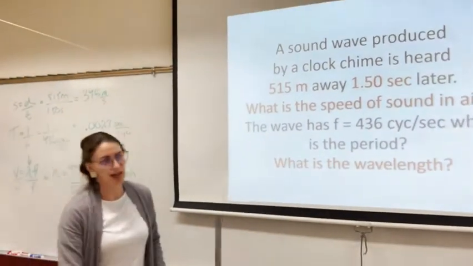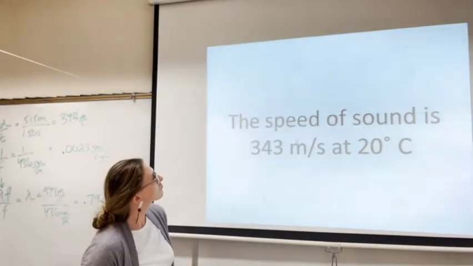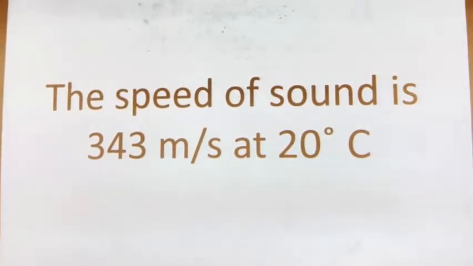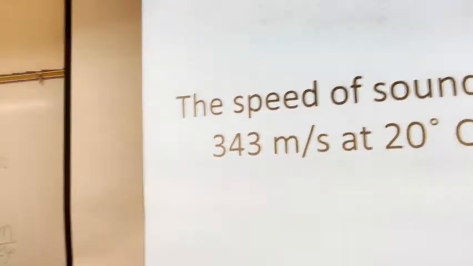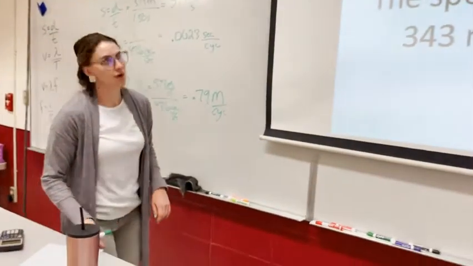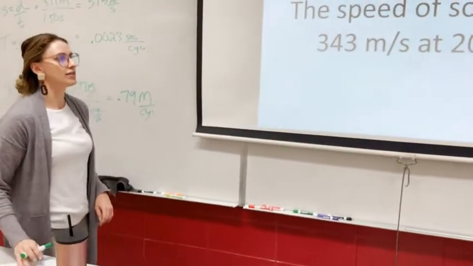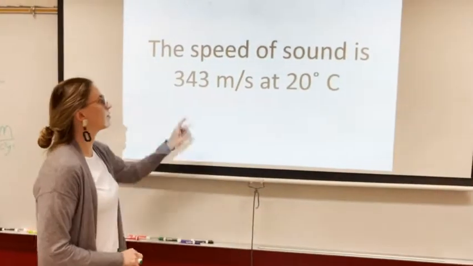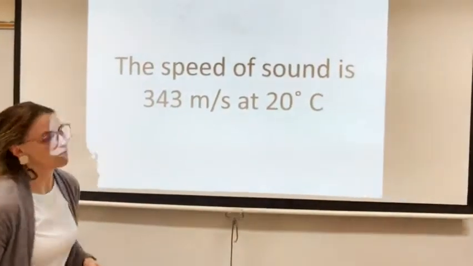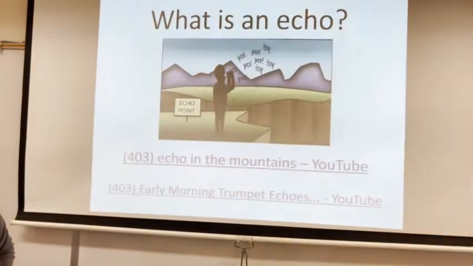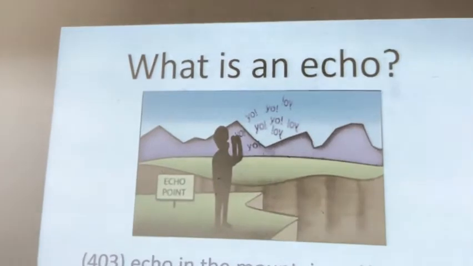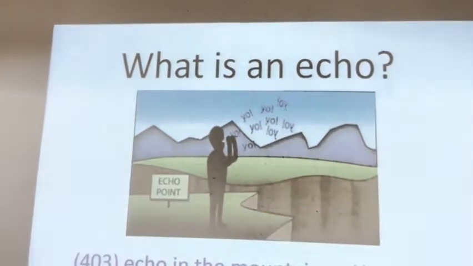All right, what do we have next, Ms. Moore? The speed of sound is 343 meters per second at 20 degrees Celsius in air. That's a constant at 20 degrees Celsius. Sometimes we'll ask you questions and we won't give you a velocity, and we'll tell you that the temperature of the air is 20 degrees Celsius, so that you know that you can use that number. Put that down in your notes and put a box around it. It's important.